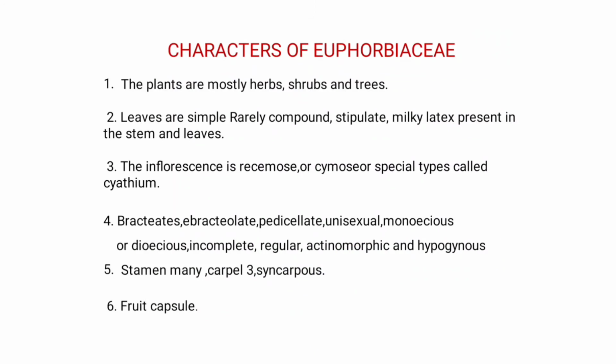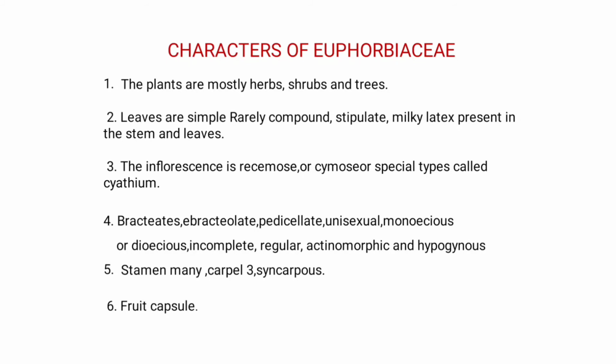Then some characters of the Euphorbiaceae family. The plants are mostly herb, shrub or tree. The habitat is, then the leaves are simple. Some leaves are compound, and in the stem, milky latex is present. The inflorescences are either racemose or cymose, and sometimes a special cymose type called cyathium. The bract is present in some plants.